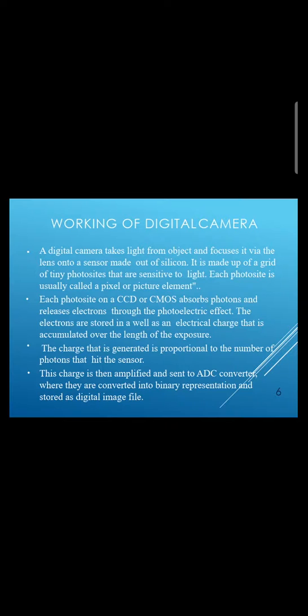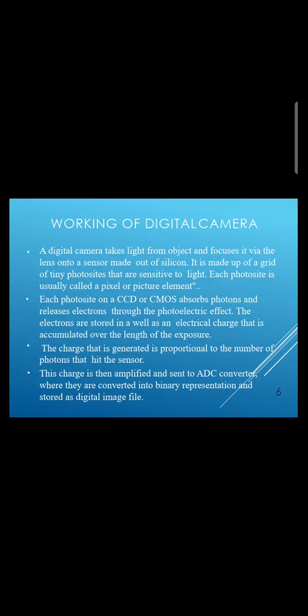Working of digital camera. A digital camera takes light from the object and focuses it through the lens onto a sensor made out of silicon. It is made up of a grid of tiny photosites that are sensitive to light. Each photosite is usually called a pixel or picture element.